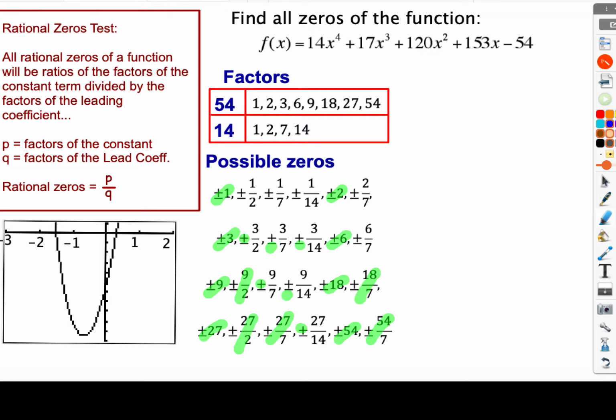Negative 1/2, definitely out. Positive 1/2 is a possibility, although it doesn't look really symmetrical between the two. So let's kind of keep our eye on that one. Negative 1/7, negative 1/14, also all out. Negative 2/7, same thing, and negative 6/7, all out.